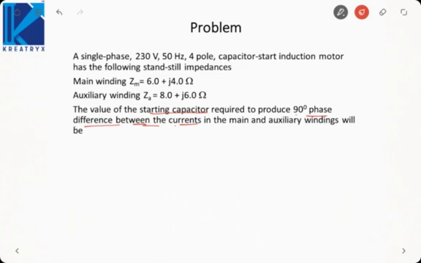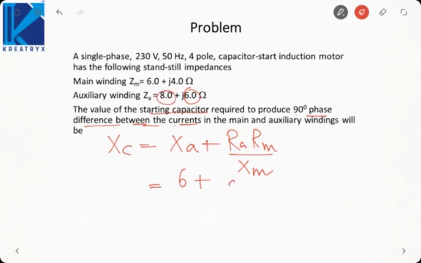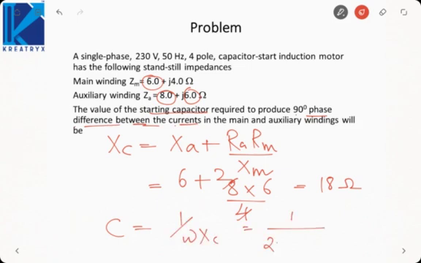Okay, so we saw that Xc for a 90-degree phase shift was Xa plus Ra Rm by Xm. Reactance of auxiliary winding Xa is 6, Ra is 8, Rm by Xm is 6 by 4. So it will be 18 ohm. Now capacitance will be 1 by omega Xc, that is 1 by 2 pi into 50 into 18.